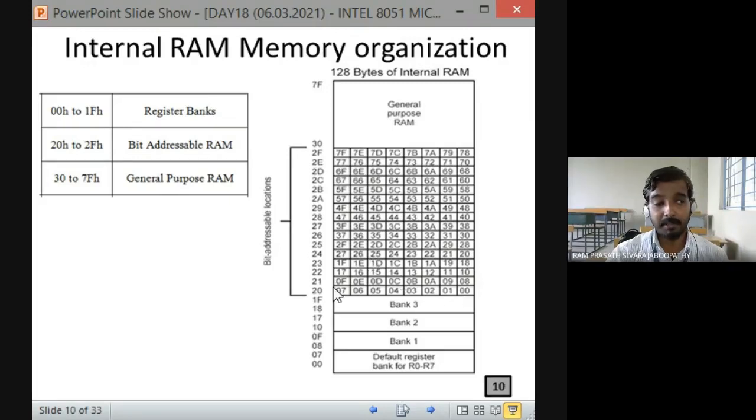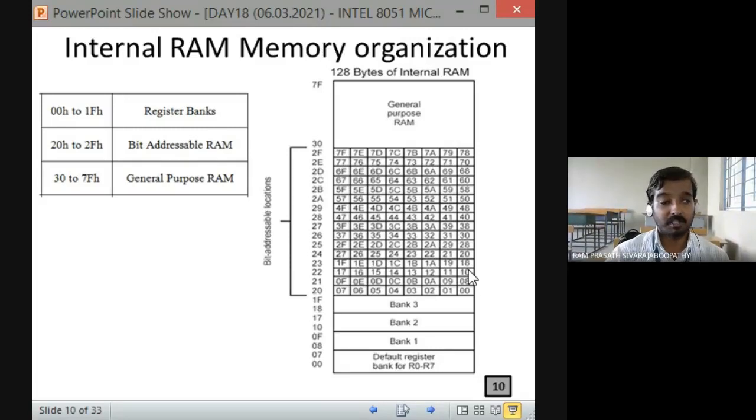Each and every bit in this RAM memory location can be addressed. That's why it is called the bit addressable RAM area. Generally, this RAM area can be used for bit operations. When handling bit operations, this particular RAM area can be utilized.